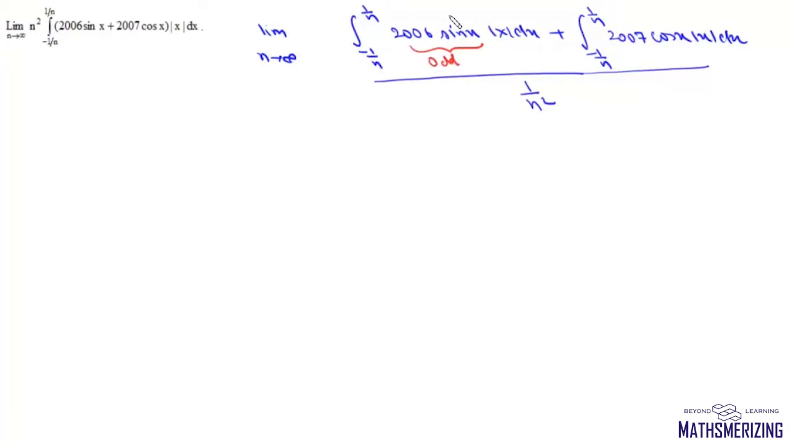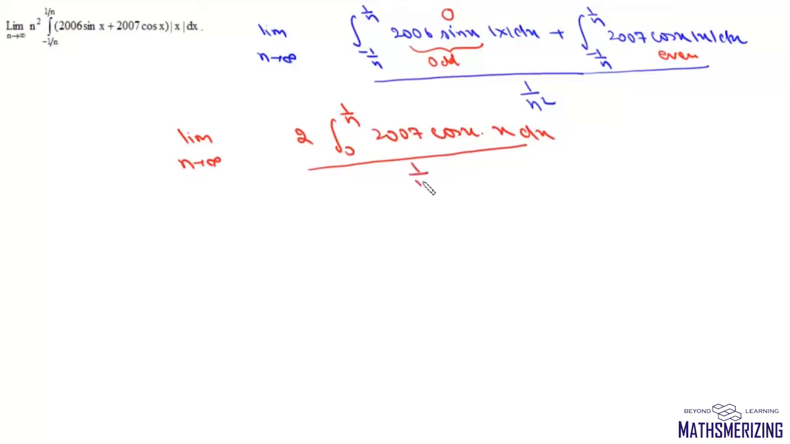a to plus a, then the value of this integral will be 0, and this function will be an even function. So we can write this as limit n tends to infinity, integral from 0 to 1 by n, 2007 cos x, and then in this interval mod x will be simply x dx, upon 1 by n square. Now if we put n tends to infinity, this is integral from 0 to 0, so it is 0, and 1 upon n square is also 0, so this is 0 upon 0 form.